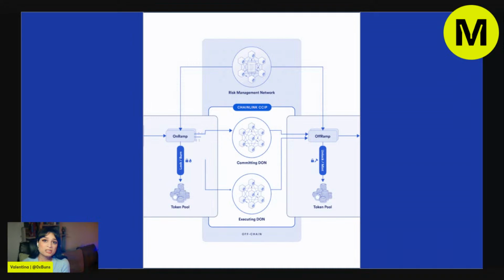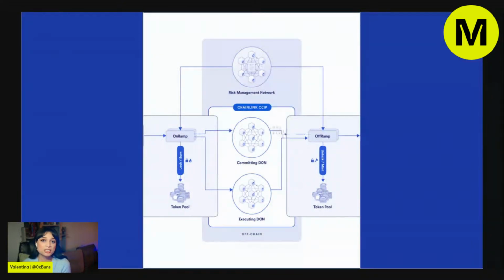So the risk management network essentially blesses the Merkle root in the commit store, and it ensures that there's a correct representation of the queued messages at the on ramp. And then the other layer we have is the executing DON, which is similar to the committing DON, but it listens to the events of messages that are ready to be sent. It also monitors the commit store to ensure that messages are ready to be executed on the destination chain, i.e., it waits to ensure the messages are included in a blessed on-chain commitment from the committing DON.